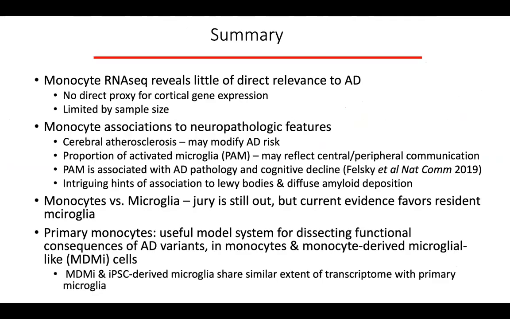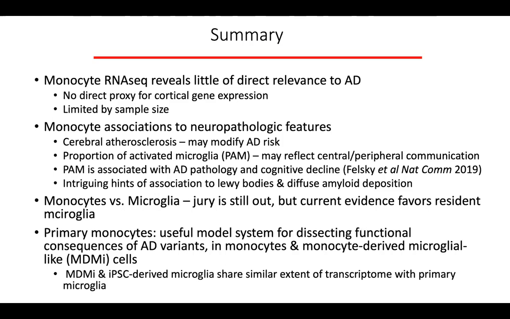With this, I'll summarize. Overall, our monocyte study at the RNA-seq level revealed that there is certainly no strong connection between the transcriptome of monocytes and endophenotypes related to AD, either in the brain or with cognition. However, these associations are relevant to cerebral atherosclerosis, the level of activation of microglia, and perhaps some other neuropathologies of aging, including Lewy bodies and diffuse amyloid deposition, which will have to be further dissected.